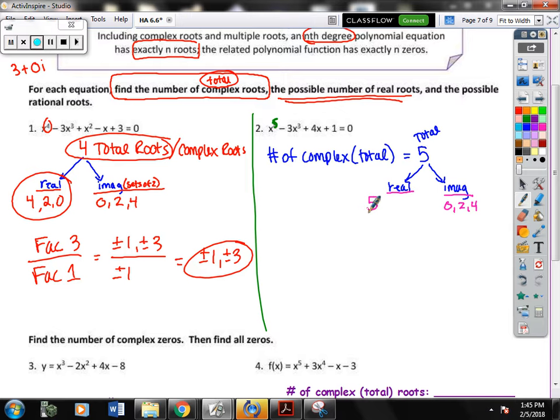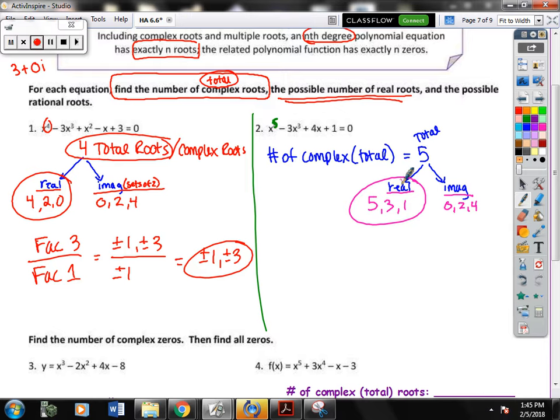If 2 of them are imaginary, 5 minus 2 is 3. If 4 of them are imaginary, 5 minus 4 is 1. So the number of possible real roots are 1, 3, or 5. It doesn't matter which order you put them in.